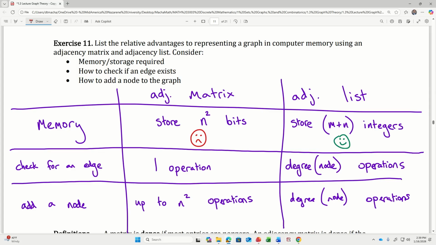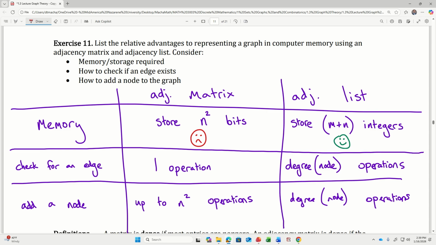But what if you are Facebook? How many Facebook users are out there? A billion? What if I have a billion nodes in my social network? What's a billion times a billion? A lot. 10 to the 18th? We're talking about 10 to the 18th bits.